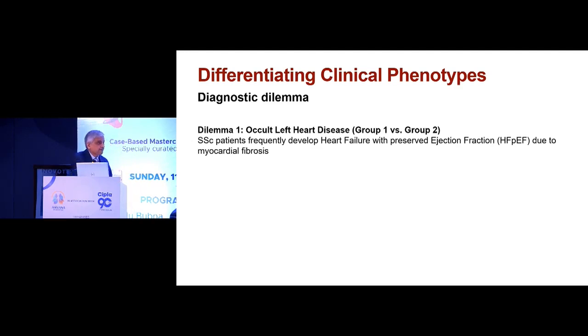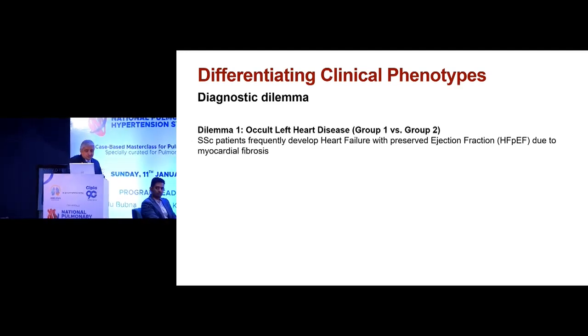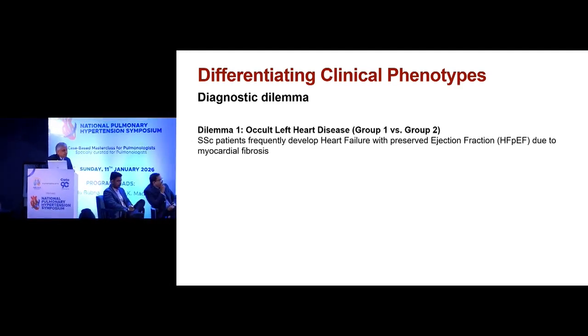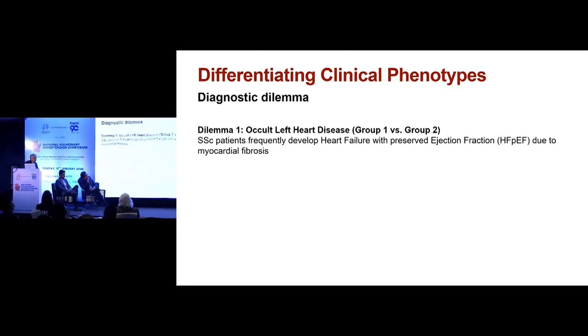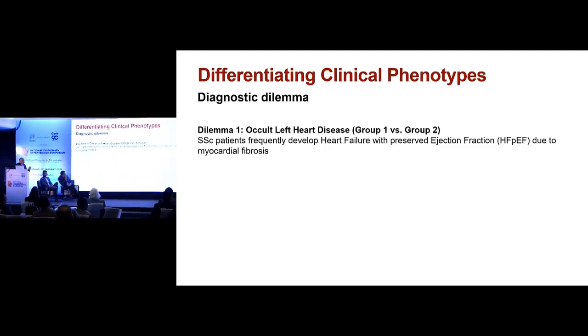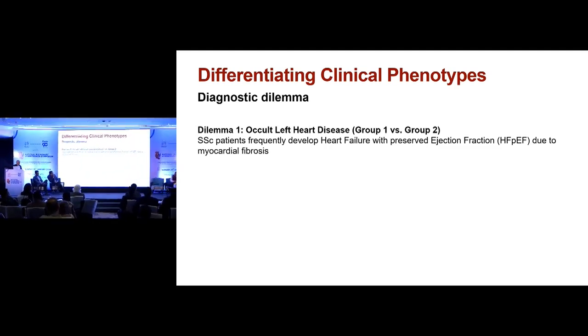We'll do MRI. Myocardial fibrosis is best picked up by MRI. Okay, but that won't really tell you whether that is contributing to the pulmonary arterial hypertension. You would still probably need to do a right heart catheterization.